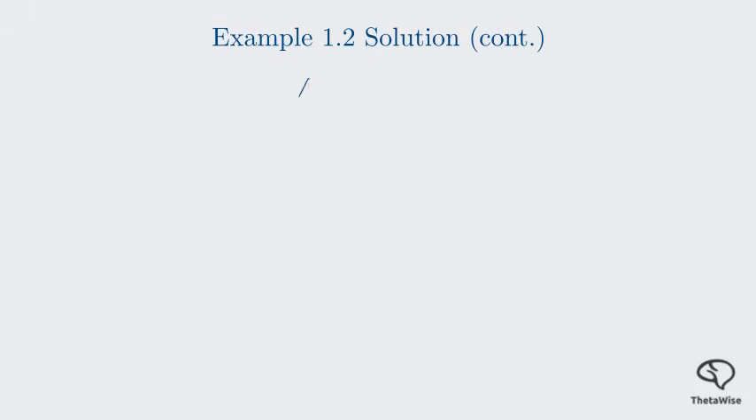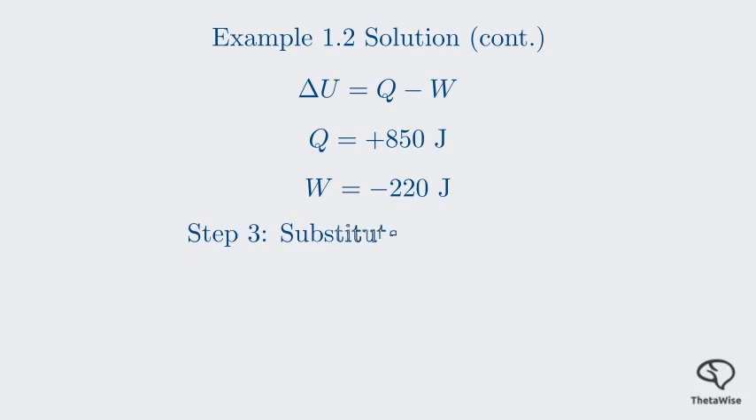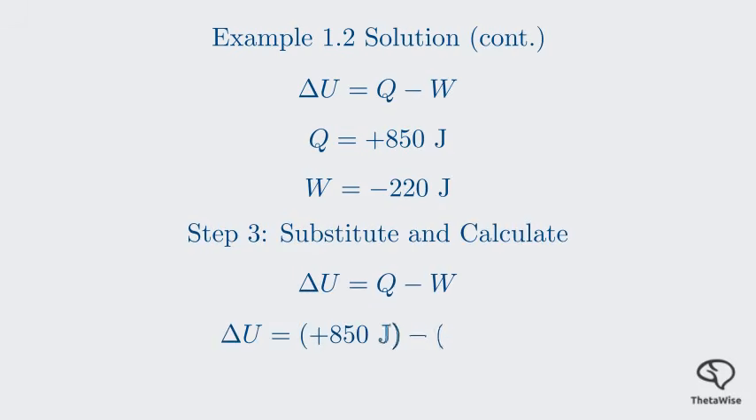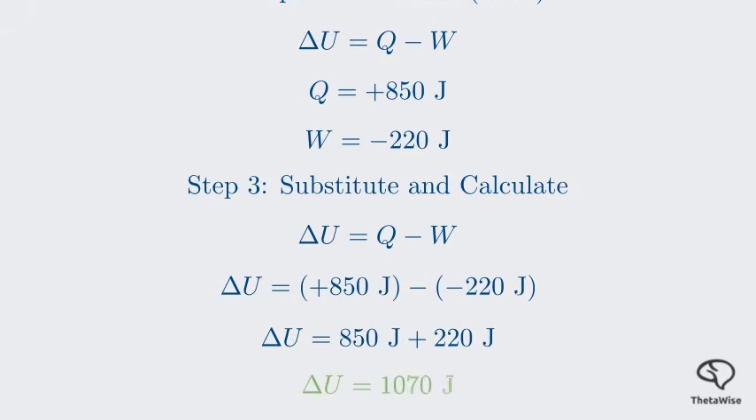We have the equation and our signed values. Let's calculate the final answer. We substitute our values into the equation. dU equals plus 850 minus negative 220. Remember that subtracting a negative number is the same as adding a positive number. So our calculation becomes 850 plus 220. The change in internal energy is plus 1070 joules. The positive sign tells us that the internal energy of the system has increased.